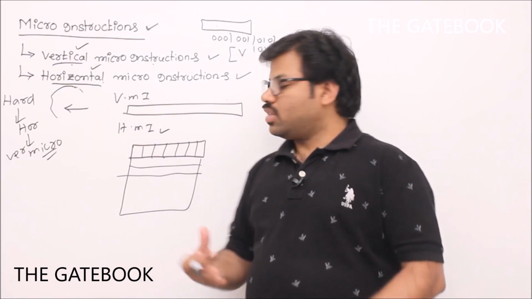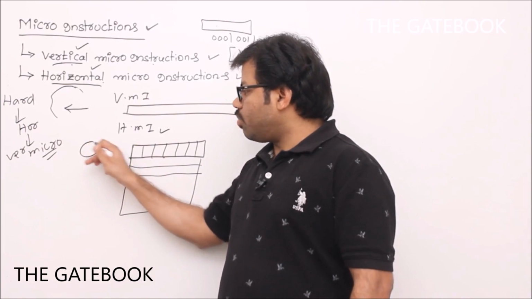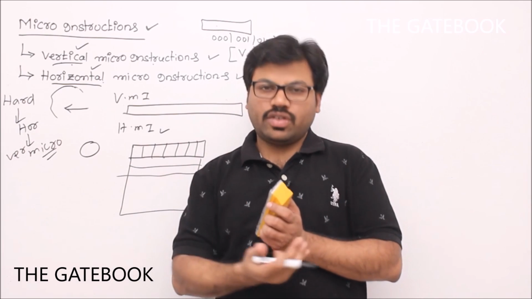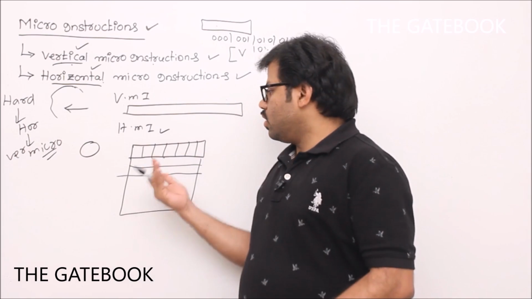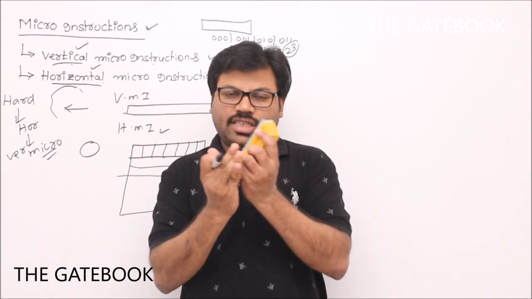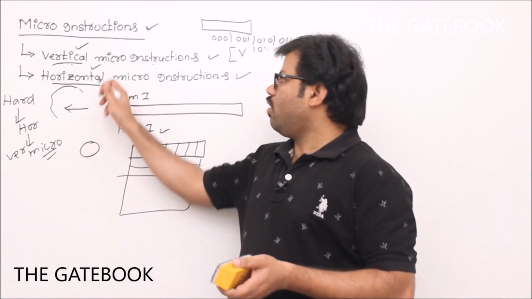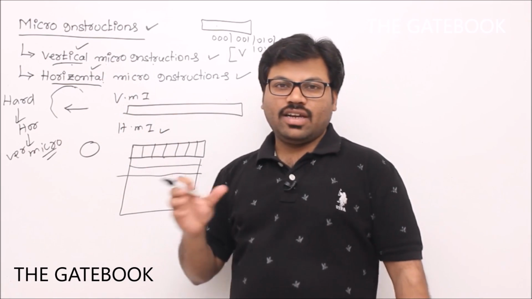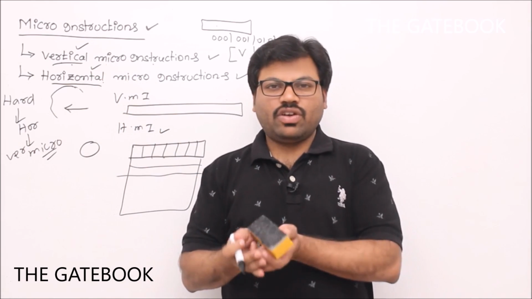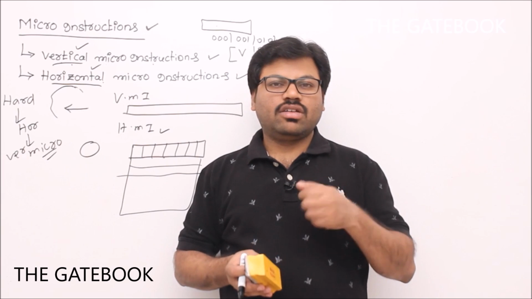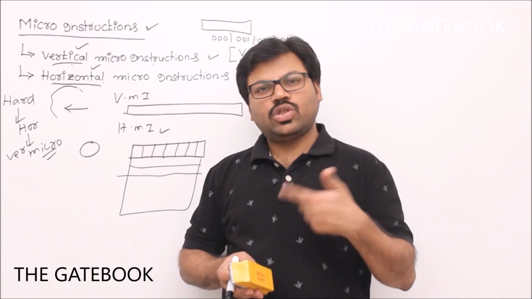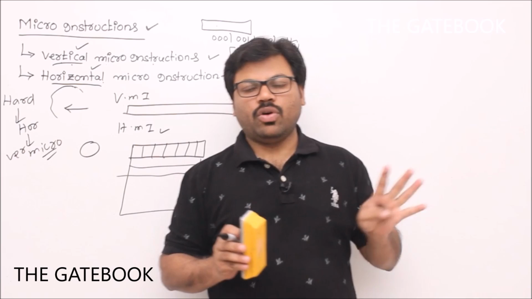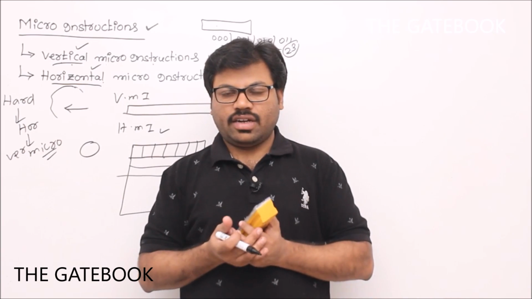Sometimes you might not have that much space near your CPU, correct? That's why we always have to reduce the space requirement. That's why we go for vertical micro instructions. But again, trade-off. When you go for vertical, we require one more level of decoding. Because of that, it will become slower. Understand? This is all about control unit design, right?